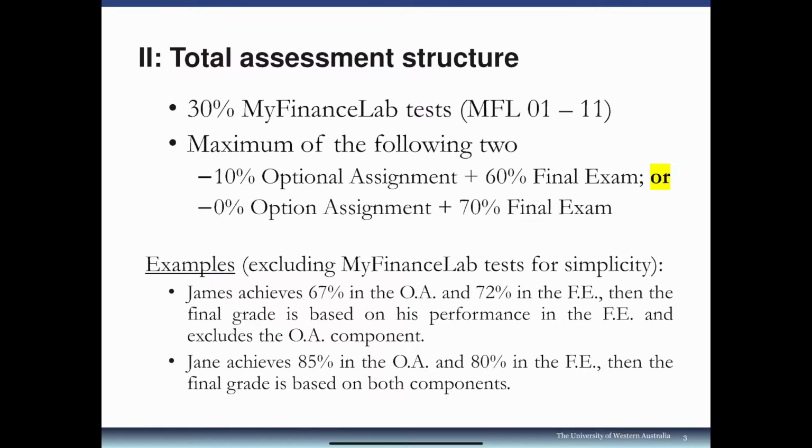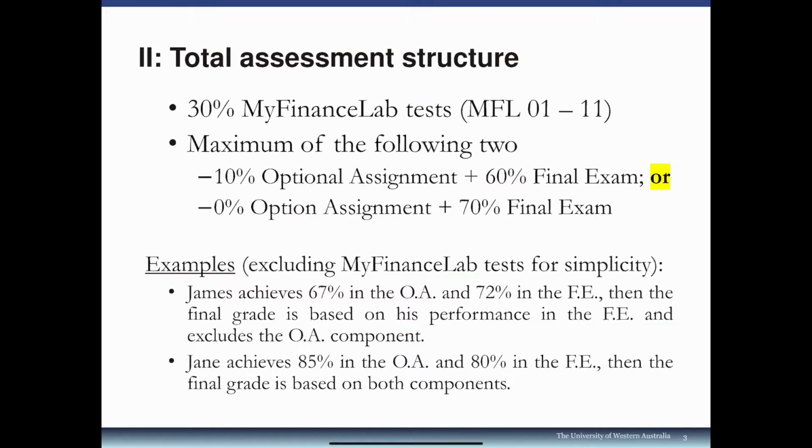I suppose not everyone is familiar with the term optional assignment, so our second announcement is about the new total assessment structure. As we discussed last week, our My Finance Labs tests now weigh a total of 30%, which absorbs the previous 10% tutorial participation. So for the remaining 70%, it's going to be the maximum of the following two components. It's either going to be the 10% optional assignment plus 60% final exam, or 0% optional assignment plus 70% final exam.